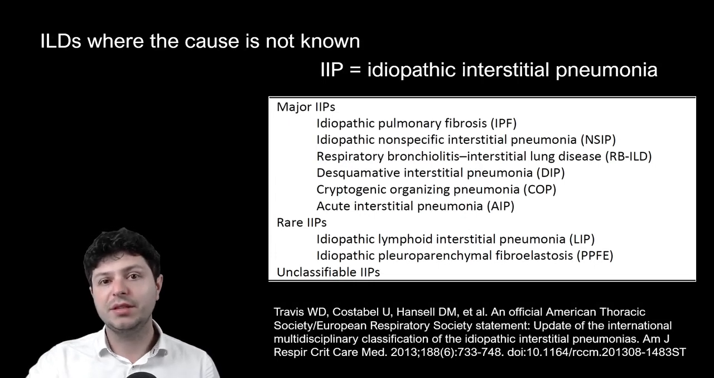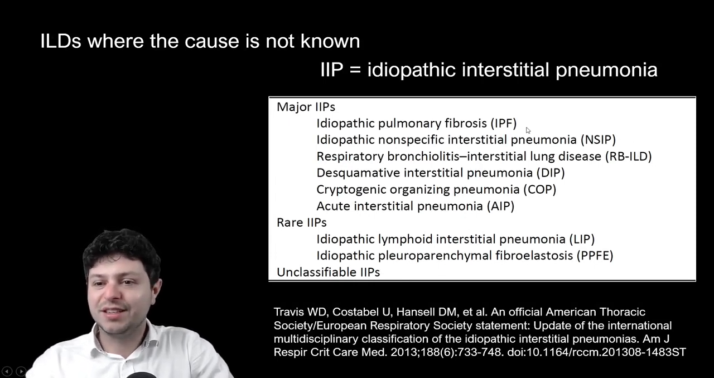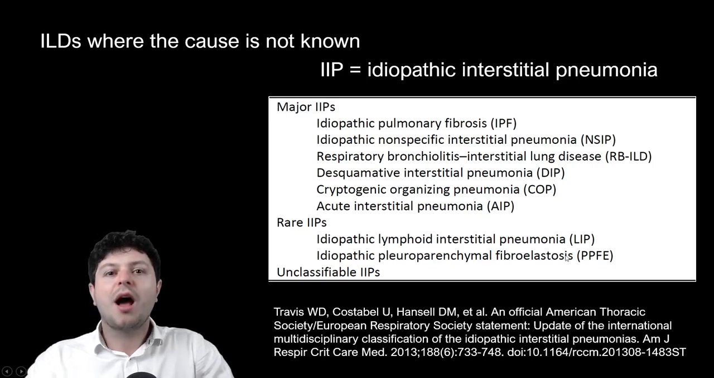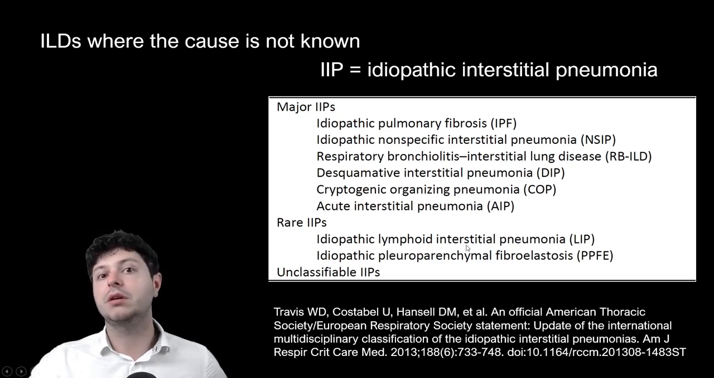So the IIPs, this is where it gets really fun, because you have a lot of these acronyms: IPF, NSIP, RBILD, DIP, COP, AIP, LIP, PPFE. It's a mouthful. So I understand this is basically the latest iteration of the classification that's been suggested by the American Thoracic Society and the European Respiratory Society. This is from 2013. These are being constantly updated.